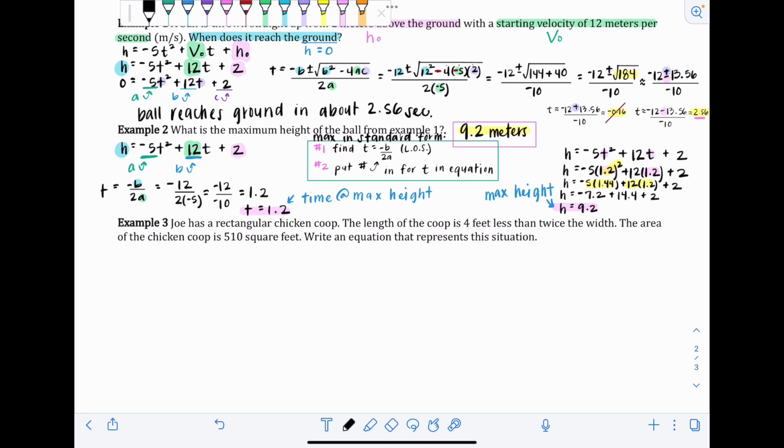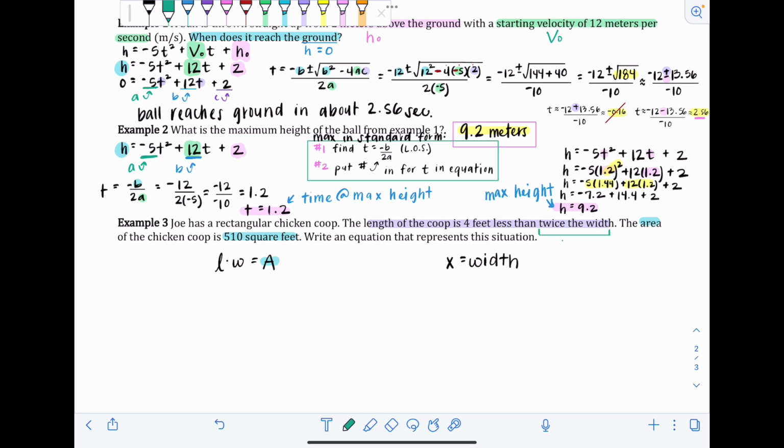So our equation has to be based around the area formula, which is length times width equals area. And we're given that the area is 510 square feet, so we can put that in for A, but we have to figure out what to put in for length and width. So up here it says that the length of the coop is 4 feet less than twice the width. So the length is written in terms of the width. So we could use X to represent just the width, and then we can write the length in terms of X.